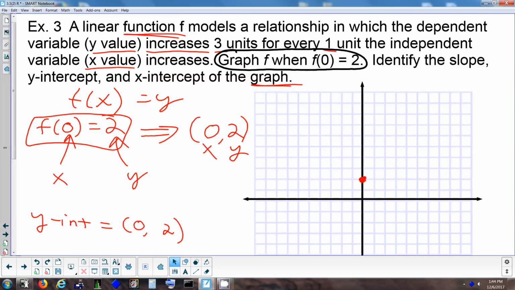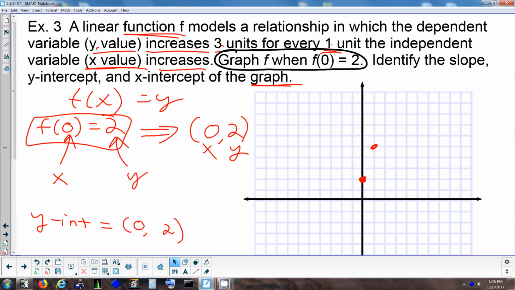Now, the slope is described in words. For every 3 you go up, you go 1 on the x. So from here, where would I go to get another point? Up 3, over 1. Increase 3 on the y, so up, and then increase 1 on the x. So which way is that? Right 1. Remember, if you're increasing, you're going right. If you're decreasing, you're going left.